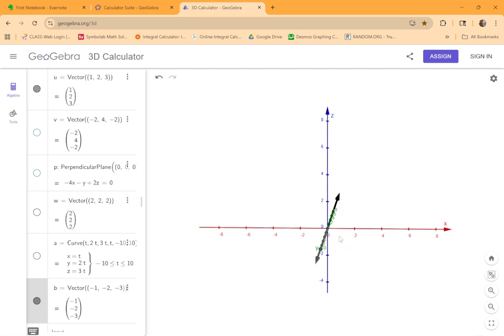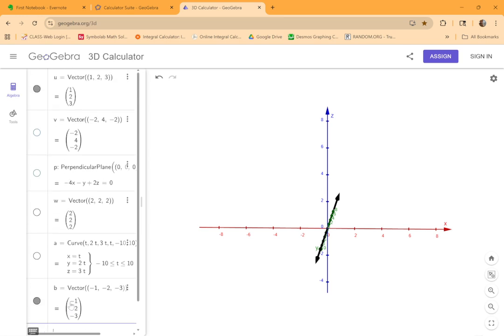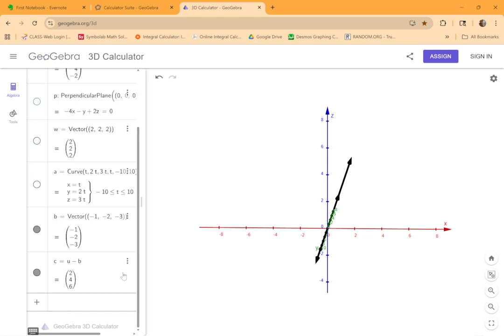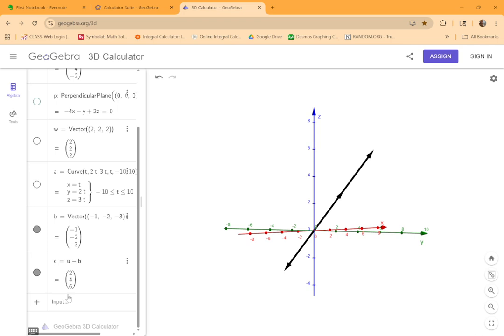Right, one in the positive, the other in the negative. But if I try to find any combination of u and b, let's say u minus b, what does that look like? We could see there. So again, what do these build? It looks like they build similar to the other.